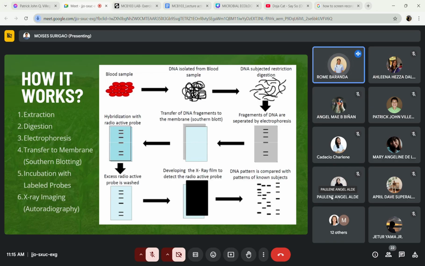Now, these DNA fragments, they are then loaded into a gel and subjected to electrophoresis. So this electric current here is applied, causing the DNA fragments to migrate through the gel. So here, yung mga smaller fragments, smaller fragment length na they actually move faster and they travel farther, while yung larger fragments, they move more slowly. So these movements actually result in a distinct pattern of DNA bands in the gel.